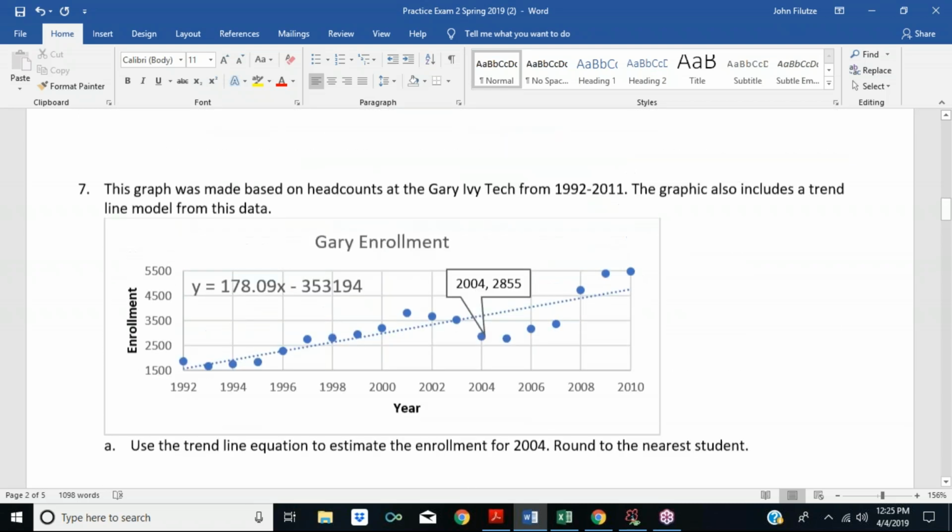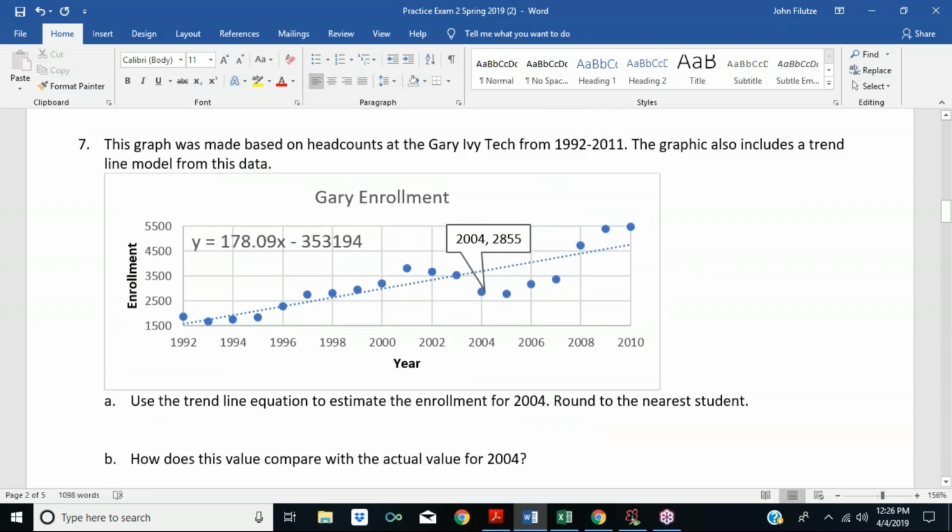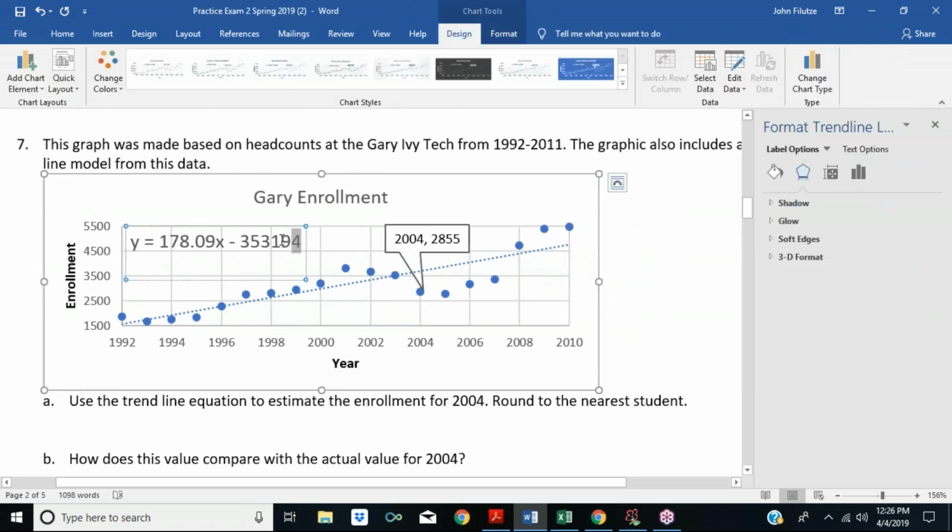So on number 7, this is like a question or several questions you guys had on your Excel and in your homework and quiz. And letter C and letter D are the ones I want to focus on, because that's where I think most of the difficulty was. So let's look at this. Here's the trend line, 178.09x minus 353,194. And I want to point out a couple of things here. First thing I want to point out is that this number right here does not match this first dot. Notice it's at 1854, not negative 353,194.